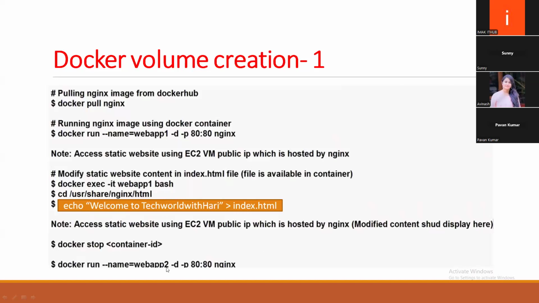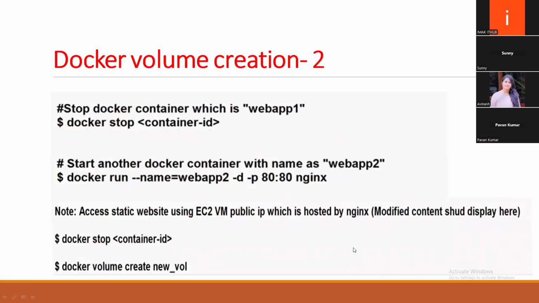Then docker stop container ID. Once you stop the Docker container, run docker run --name webapp2 -d -p 8080. First we can check it; it will show the default nginx page. Next you change it to welcome to tech world with Hari. Stop the Docker container and run it again. Access the static website using the VM public IP, which is hosted by nginx.